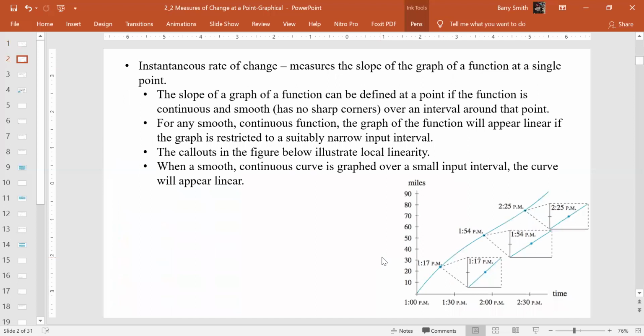But what we want is to find the instantaneous rate of change, and that's going to measure the slope of a graph at a single point. So we're going to look at just the point. The slope of the graph of a function can be defined at a point if the function is continuous and smooth. So basically, it can't have any sharp corners. And that's what we have for our graph for the speed here.